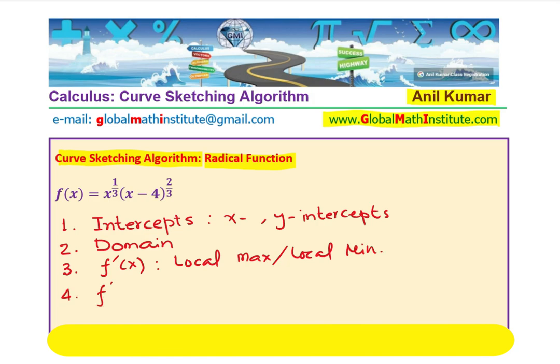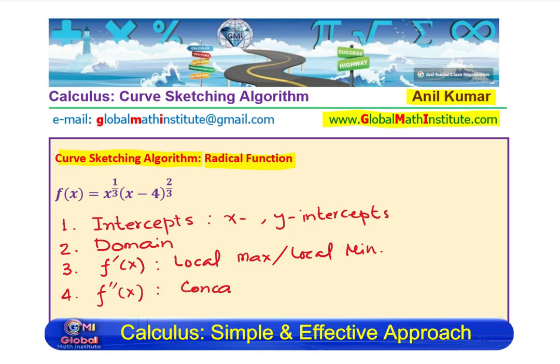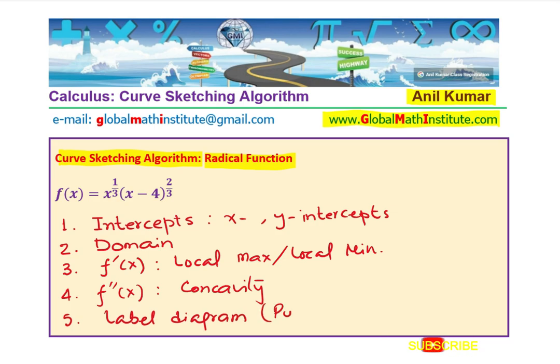Then we can analyze the second derivative. That will give us concavity. Concavity really helps us to connect the dots. Fifth, label the diagram. Put them all together. That is how you get a perfect sketch which can fetch you 100% marks, right?